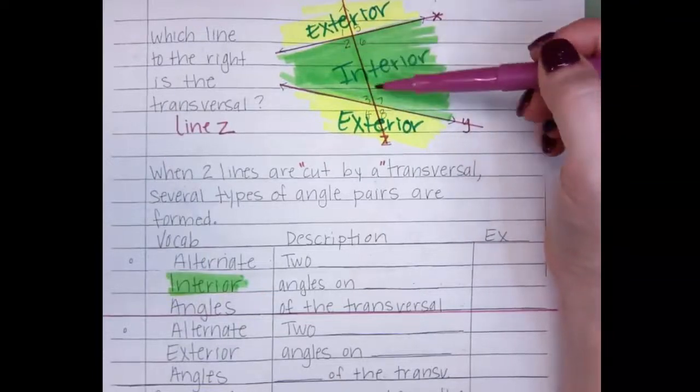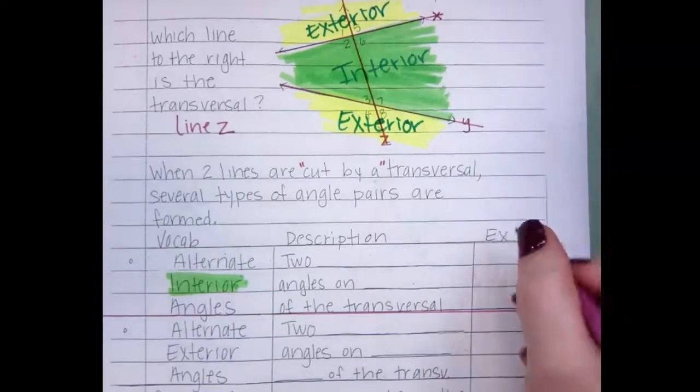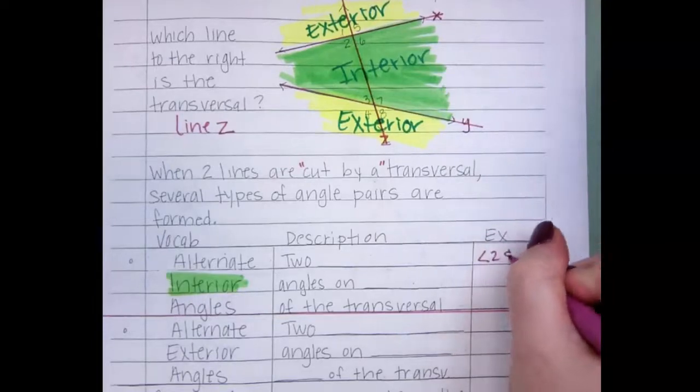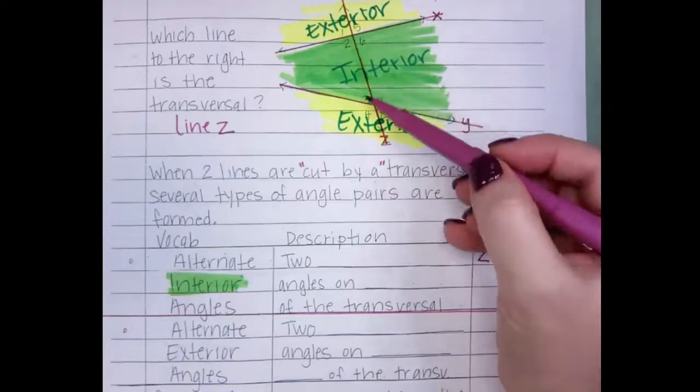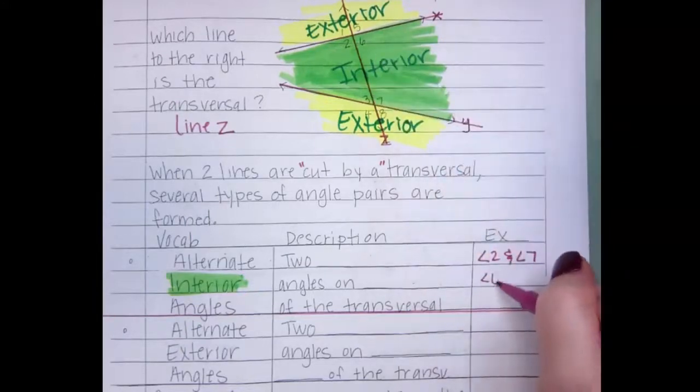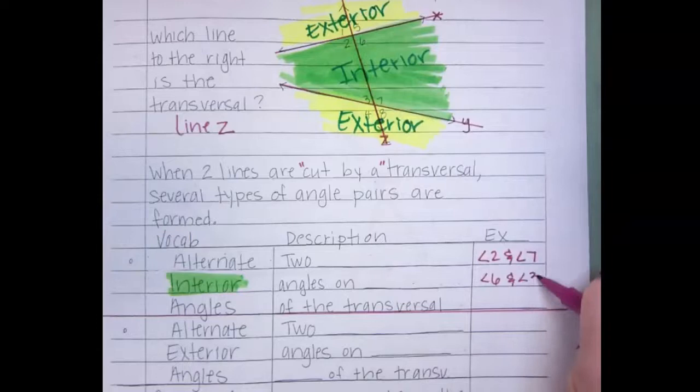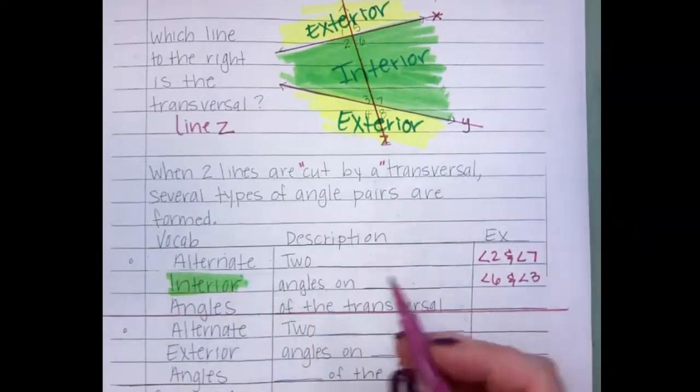So 2 and 7. So angle 2 and angle 7. And angle 6 and angle 3. So let's fill out our description.